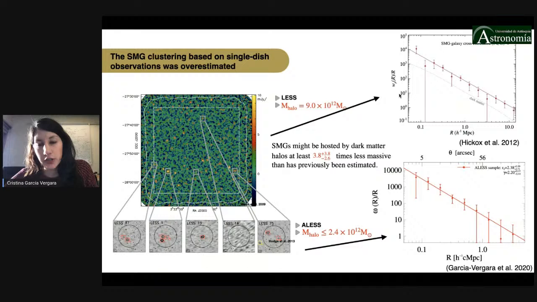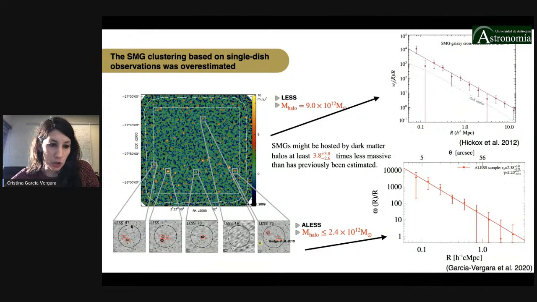Then here I'm showing the projected correlation function measured using this data, the 126 SMGs detected here. This was measured by Hickox et al. 2012. And again using a cross-correlation technique, they measure the clustering of submillimeter galaxies, and they claim that the halo mass in which submillimeter galaxies inhabit is close to 10 to the 13 solar masses. Then they claim a very strong clustering for SMGs.